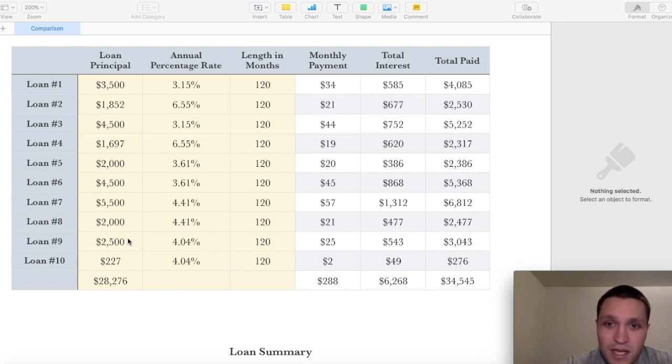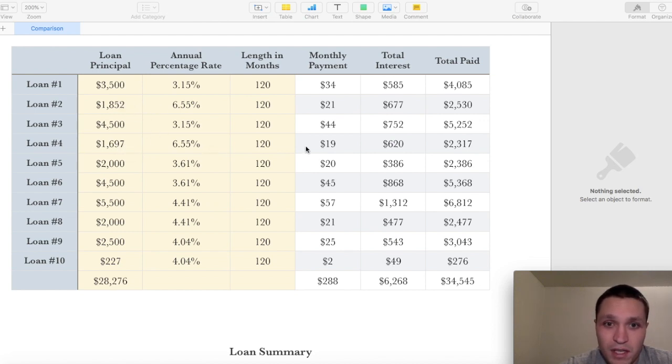When it all comes down to it, I'm sure you've heard of the snowball effect, where you go after the lowest loan, which in this case would be $227, and then you go to the next lowest loan, which would be $1,697, putting all of your extra money you make per month towards loan number 10, say. After loan number 10 is paid off, you go to loan number 4. After loan number 4 is paid off, you go to loan number 2.